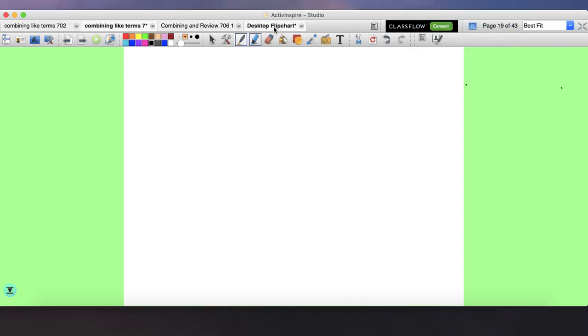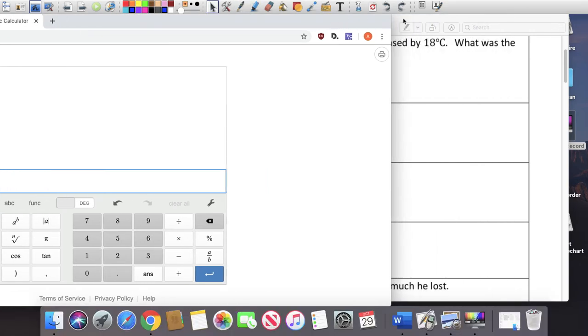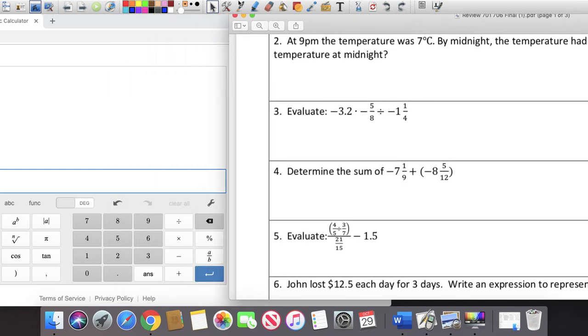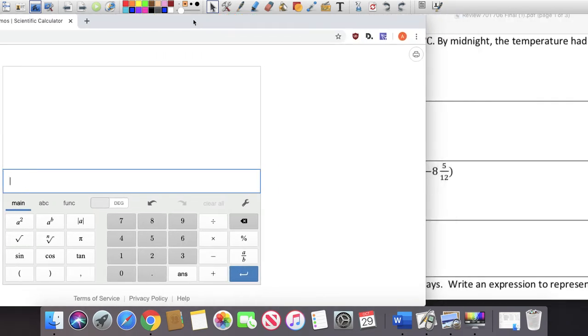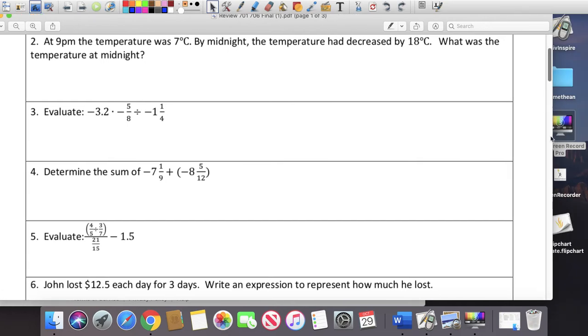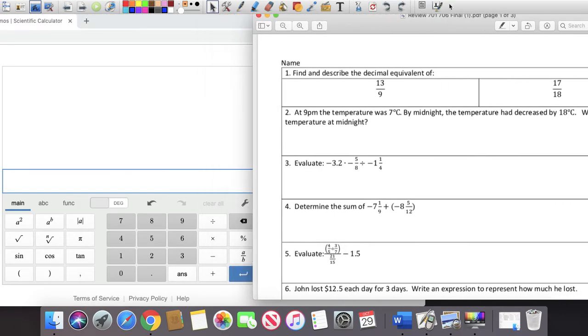So I found the calculator. The one I found is from Desmos. Great application, by the way. Let's see if I can pull this to the side and make this smaller. All right, so hang on while I fast forward. Oh, you have the piece of paper in front of you, right?